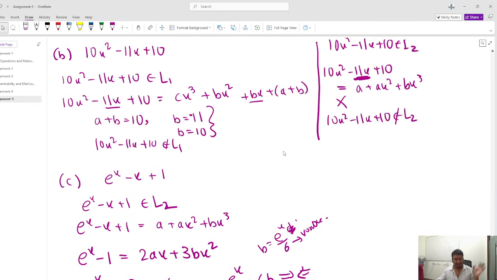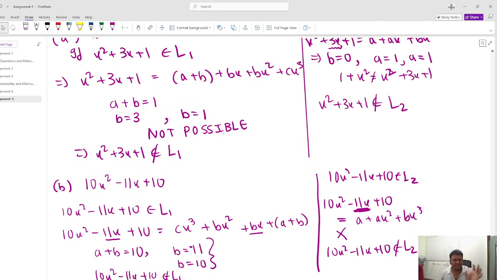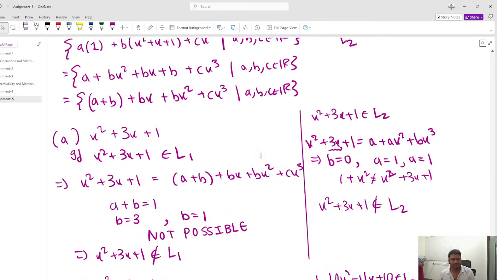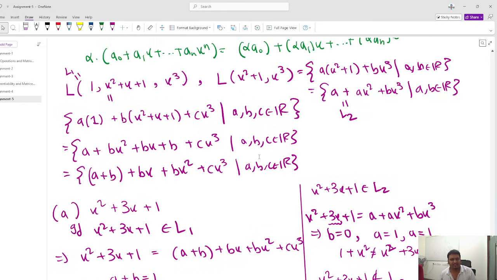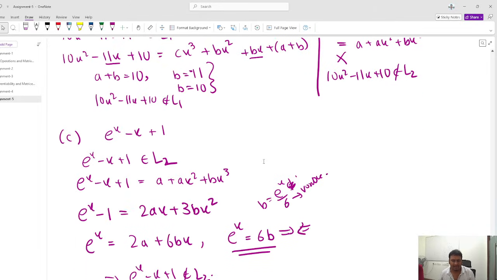So checking whether something belongs to some span amounts to solving these equations, right? So if the solution exists, the thing will be in the span. If it does not exist, it will not be in the span.